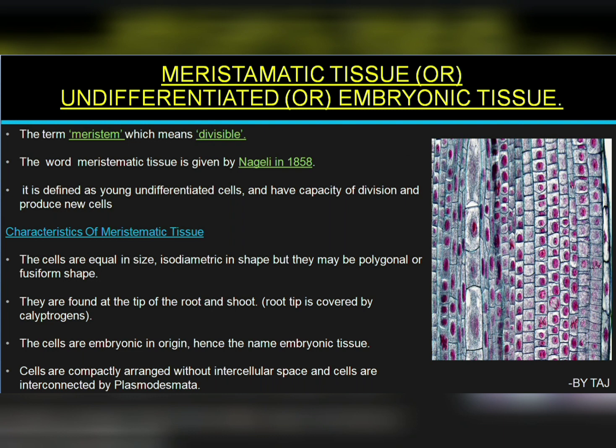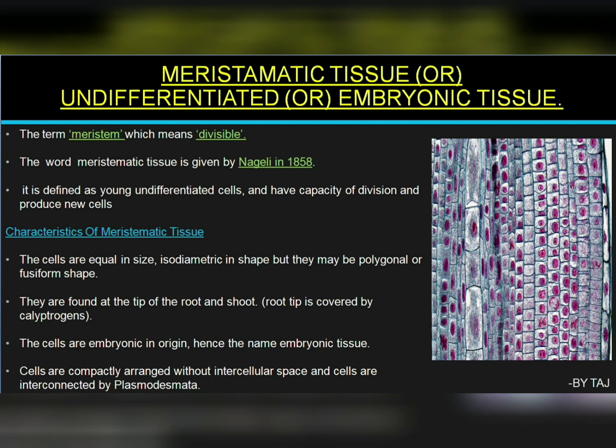So, the cells are equal in size, isodiametric in shape, but they may be polygonal or fusiform in shape. The shape of the cell may be isodiametric, polygonal or fusiform. They are also found in the tip of a root and shoot. In the tip of the root and shoot system, we are going to identify these kinds of meristematic tissues.